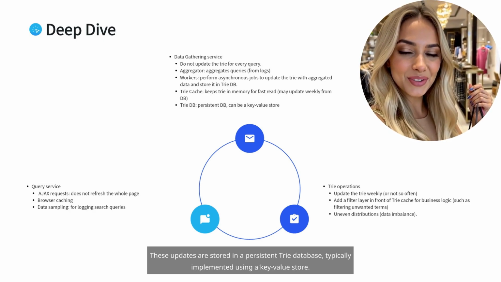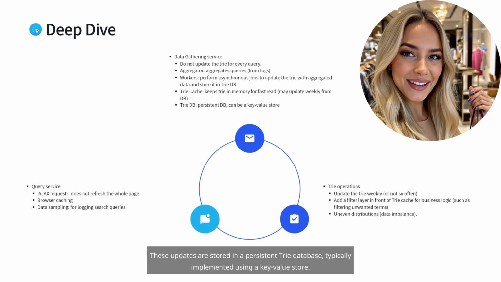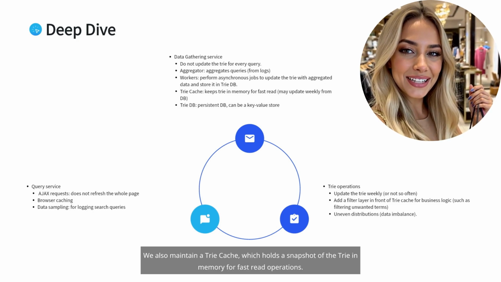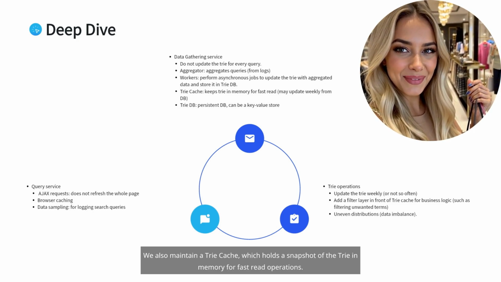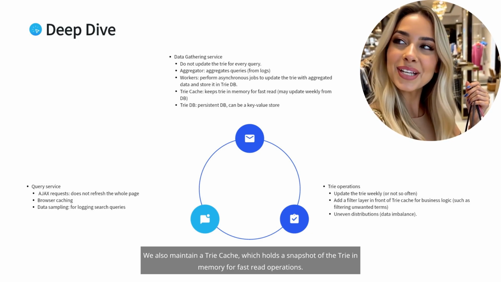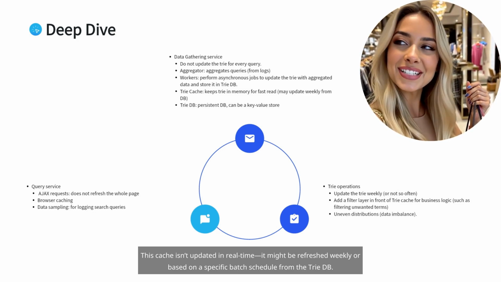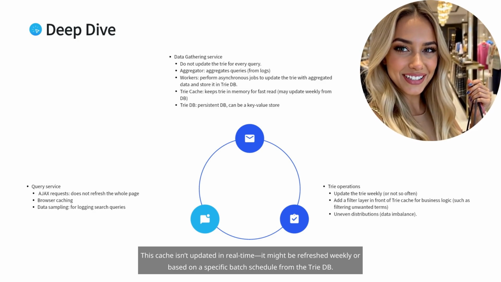These updates are stored in a persistent tree database, typically implemented using a key-value store. We also maintain a tree cache, which holds a snapshot of the tree in memory for fast read operations. This cache isn't updated in real time. It might be refreshed weekly or based on a specific batch schedule from the tree DB.